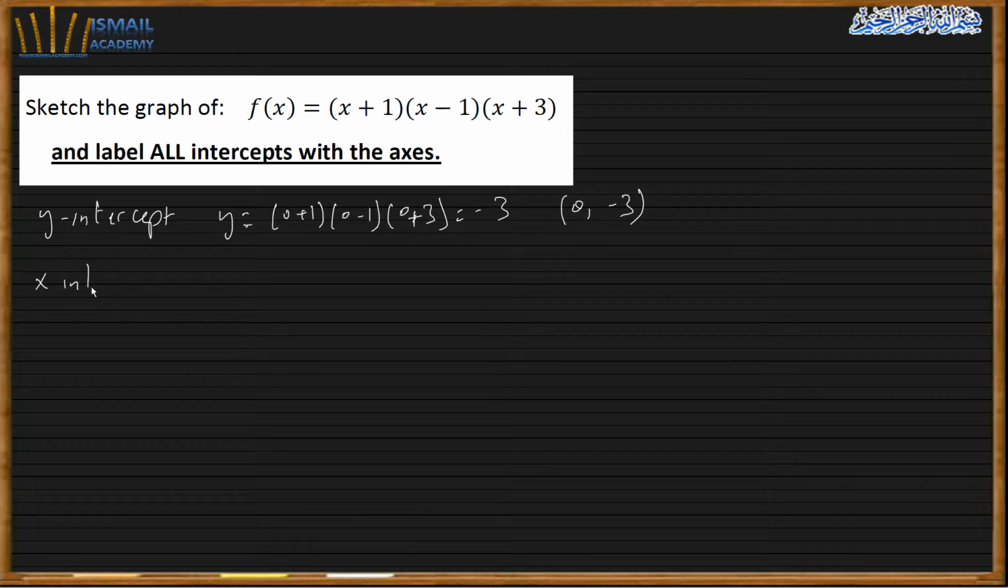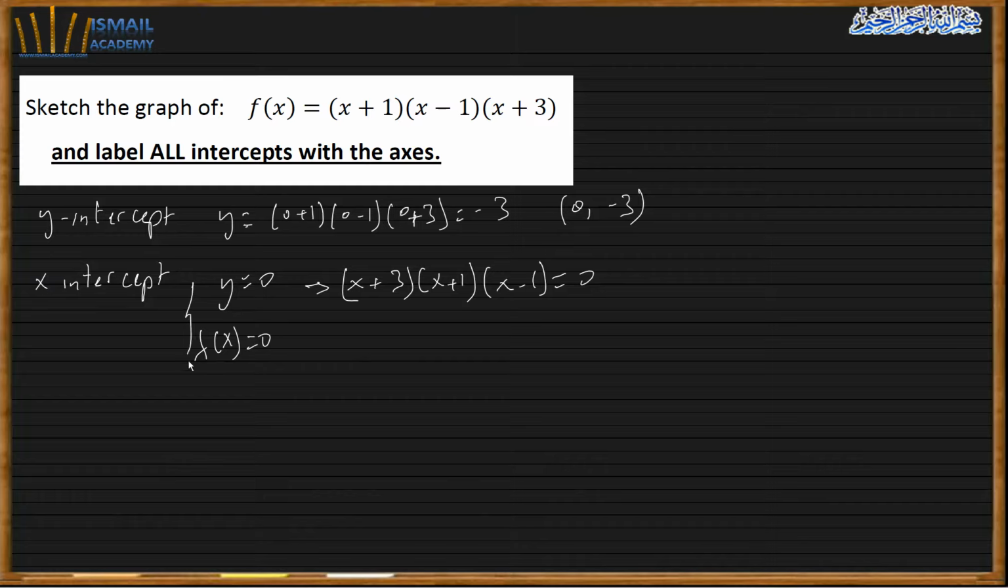For the x-intercept, I make the function equal 0 and solve for x. So here I have 3 x-intercepts because it's already factored. So y equals 0, which means that I will have x + 3 times x + 1 times x - 1 = 0. If I put y equals 0, it's the same thing if I put f of x equals 0. Those are the same notation.